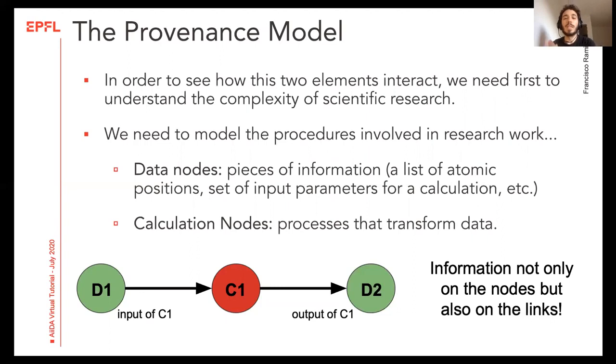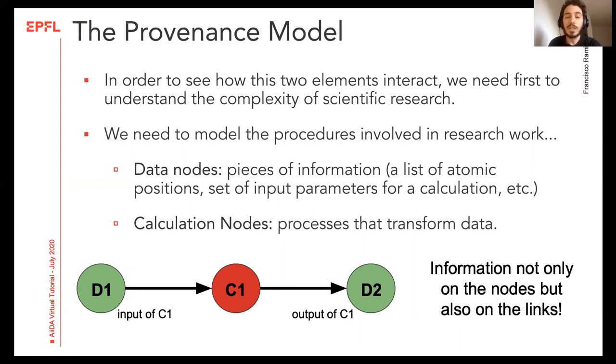So this would be a single step of computational research, and what it would look like represented this way. We see the transformation of some initial data D1 into an output data D2 through the process calculation of C1. And it is important to note that there is information not only inside of the data nodes, but also on the links. And this information is about the relationship between the different pieces of data.